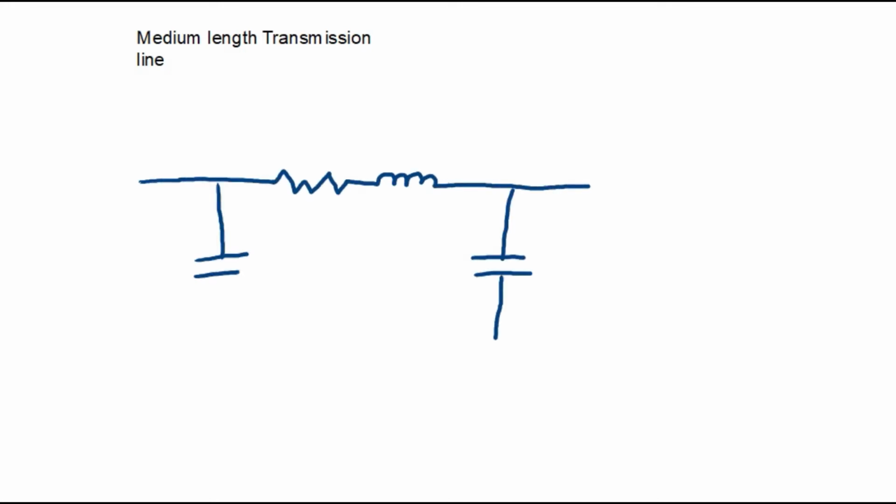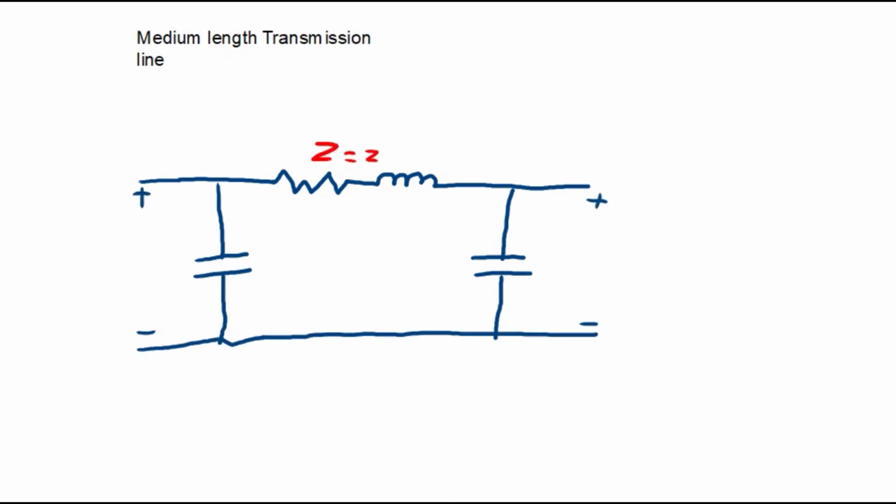Uppercase Z denotes the total series impedance and is equal to the series impedance per unit length times the length. IS and IR are the sending and receiving end currents respectively. VR and VS are the receiving and sending end voltages. The shunt capacitance is halved and lumped at each end of the transmission line.